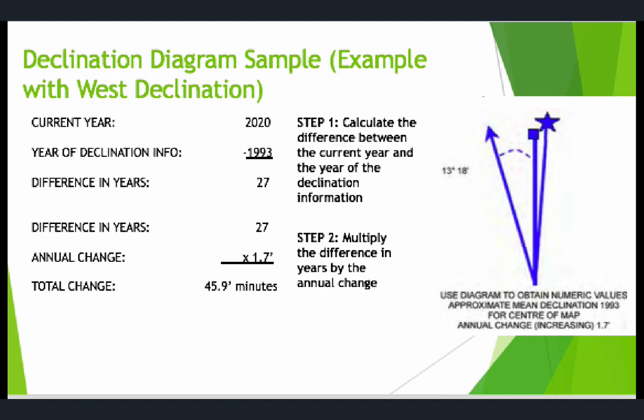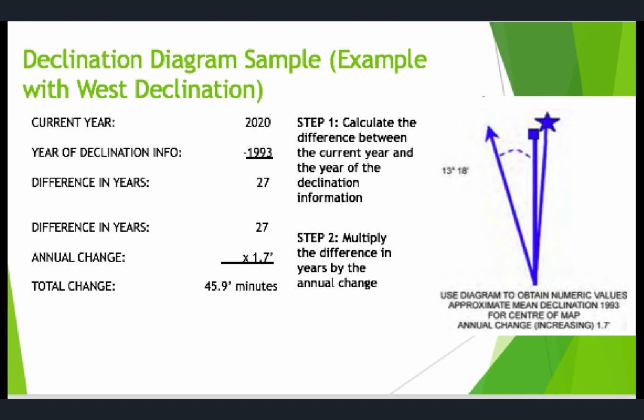So, the diagram on the right of the screen shows that there is a mean magnetic declination of 13 degrees and 18 minutes. This is to the left-hand side of grid north, so we know that is to the west of grid north. Also, we can see that there is an average annual change of 1.7 minutes. However, this time, the annual change is increasing. Lastly, we can see that the approximate mean declination is from the year 1993. Now we can move on with our calculation once again.